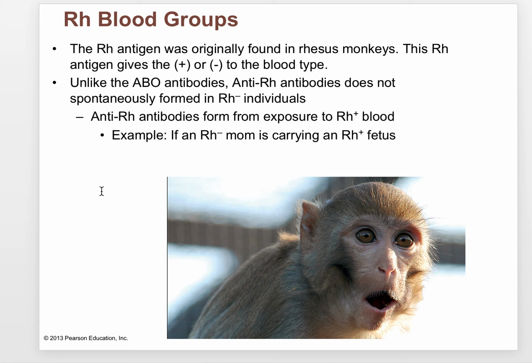The RH gets its name from rhesus monkeys. Originally it was described in rhesus monkey. RH gives the antigen the positive or negative in blood type. Unlike the ABO antibodies, anti-RH antibodies do not spontaneously form in RH negative individuals. It only forms when there's exposure to RH positive blood. For example, an RH negative mother is carrying an RH positive fetus, and during the birth, the blood of the fetus mixes with the mother's blood, and she can then mount an antibody response to the RH positive blood.